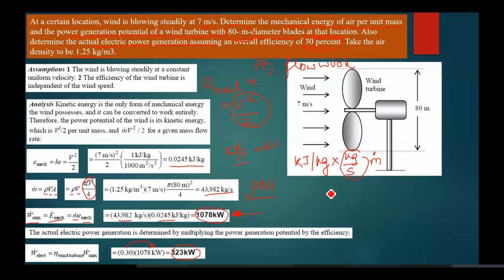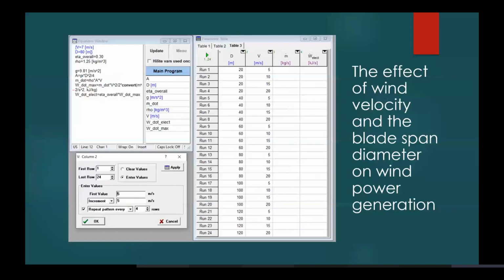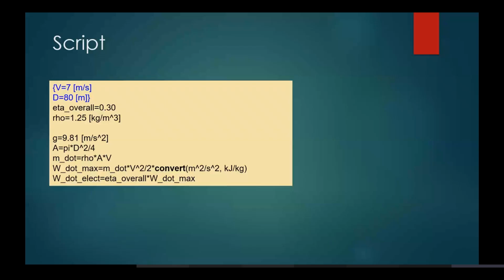Now, what I want to understand is the effect of velocity and diameter on the mass flow rate and the actual power I could generate. This is important to me. How would velocity affect the mass flow rate, and how would the diameter affect the mass flow rate and the actual power that is being generated? Because these are the design parameters for me. In order to do that, I have written a program over here. I'll show you the program.